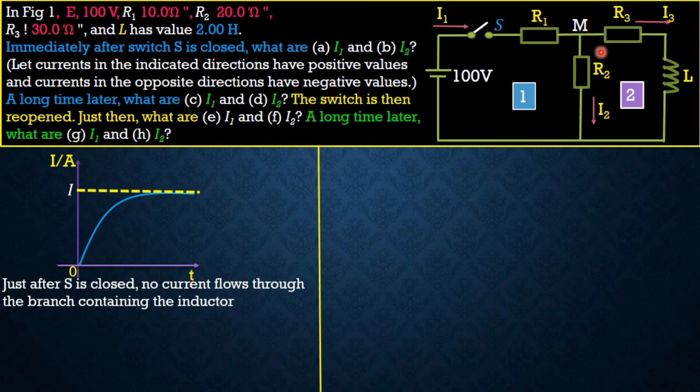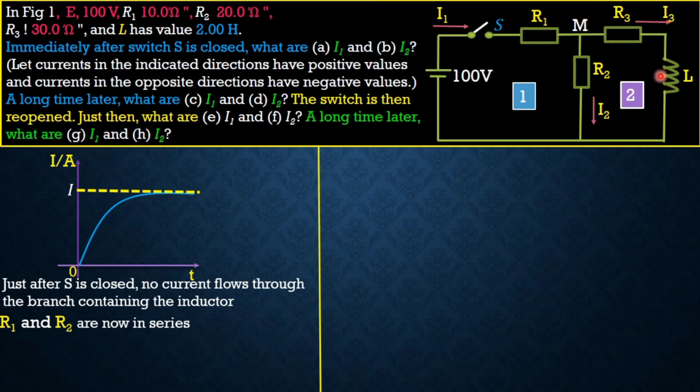So in this branch that has the inductor, initially just before the switch is closed, the current is 0. In such a case, we can simply say that the current is equal to 0. The current across the branch that has the inductor is 0, and as such we see that R1 and R2 are in series, right?